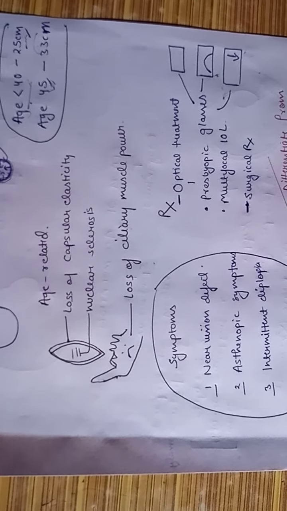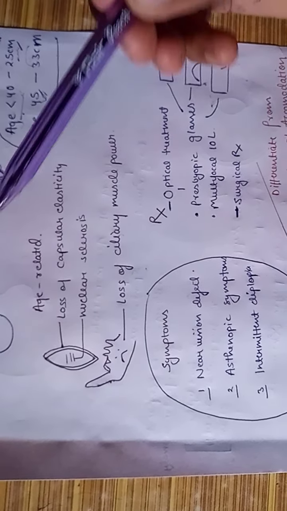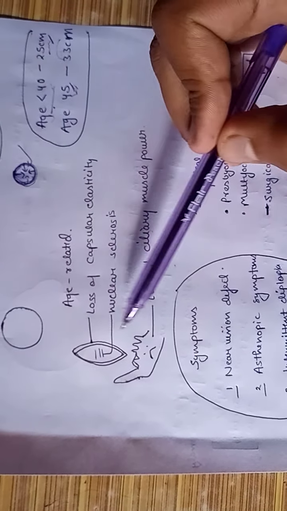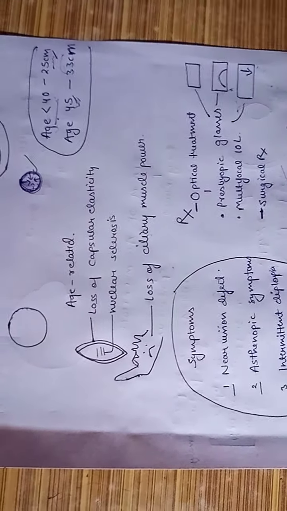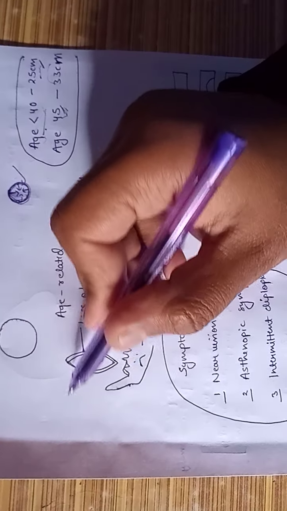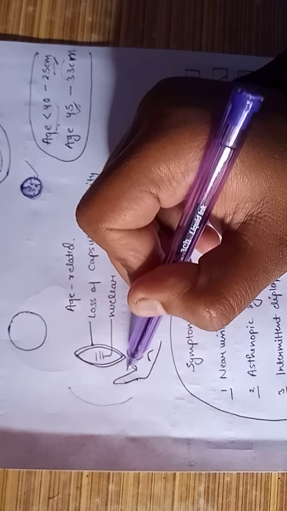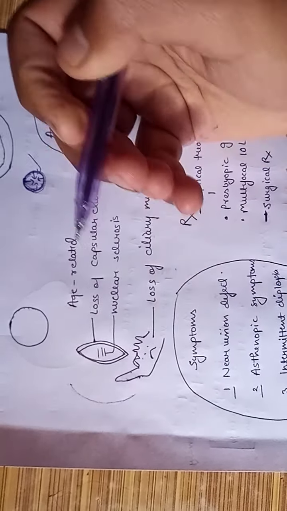Understanding the causes of this presbyopia. So in presbyopia there is insufficiency of accommodation, and we already studied the role of different parts of the eye in accommodation. So this is a schematic diagram. So if this is cornea, iris, the ciliary body, and lens.